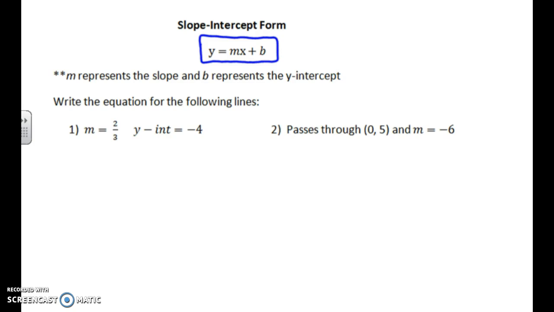And there are two critical pieces of information from that. Those two critical pieces of information are the slope, which is represented by m, and the y-intercept, which is represented by b. So right below here, the first one says write the equation for the following lines. If m equals 2/3 and the y-intercept equals -4, write the equation. Basically, I'm giving you the two pieces of information already, and all you have to do is plug them in.